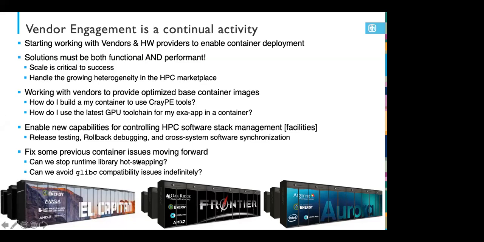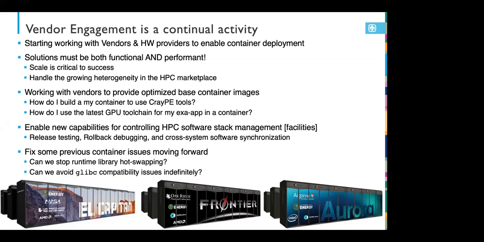And yeah, we can fix some of these problems along the way. Maybe we could stop doing all this hot swapping of our libraries at runtime if we don't need to. Can we actually get rid of, or start avoiding, once we stop doing that, some of the glibc compatibility issues? Maybe not indefinitely. I'm being a little tongue-in-cheek here, but I think we could do a better job at some of this than we do today.